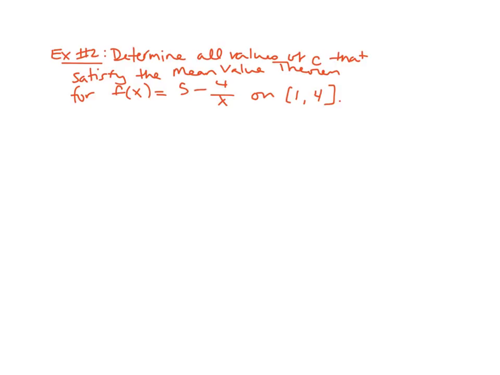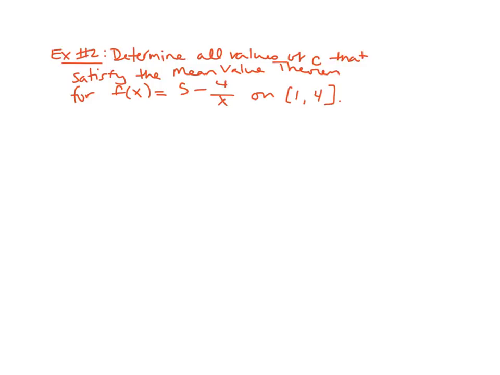We're just going to do one example that uses the mean value theorem. So this one specifically says determine all values of c that satisfy the mean value theorem for f of x equals 5 minus 4 over x on the interval 1, 4.